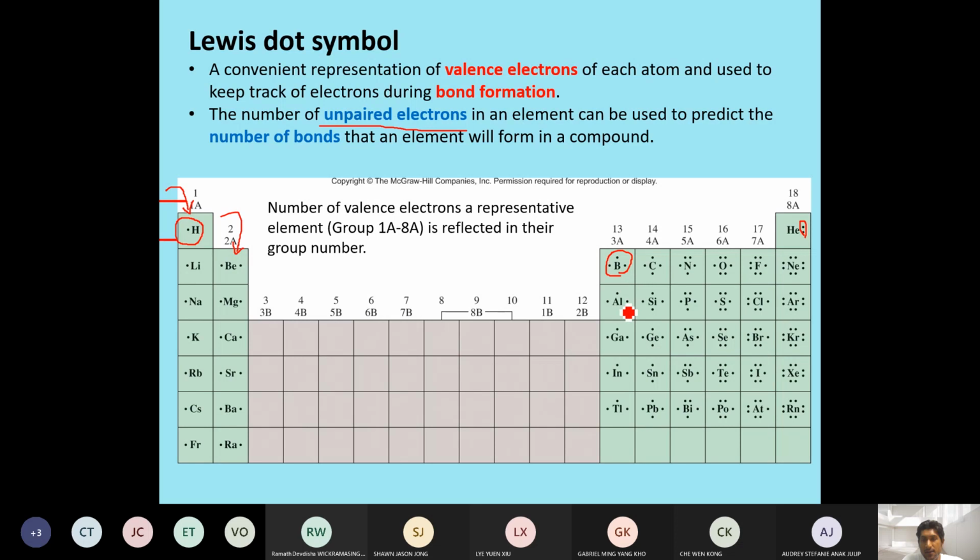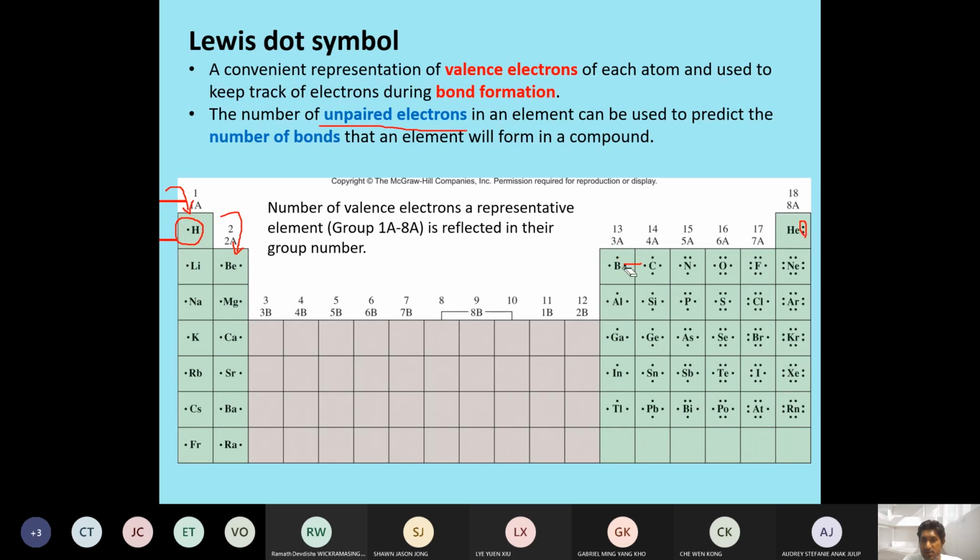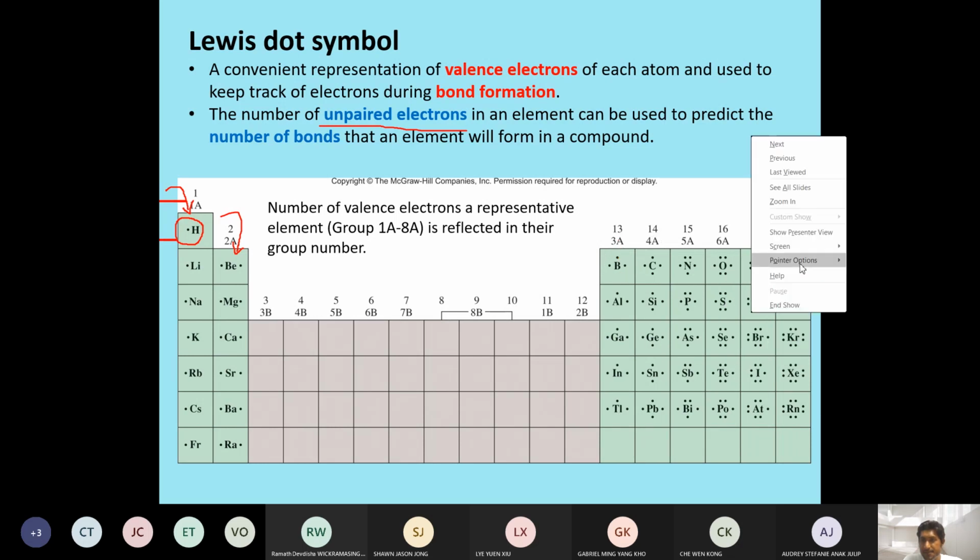Boron has 3, so it can form 3 bonds. Boron is a very interesting character, but these 3 bonds will not make it stable. It's not a good example to start with, because we will see later on that boron is a bit different.